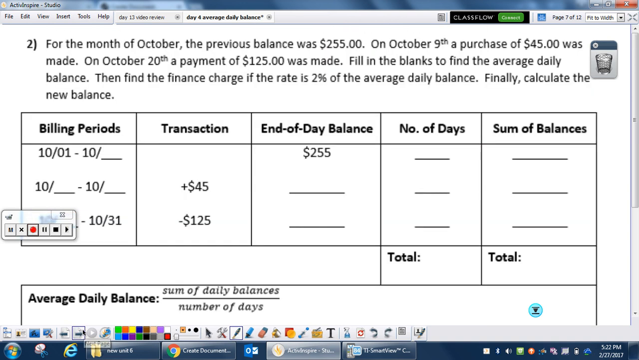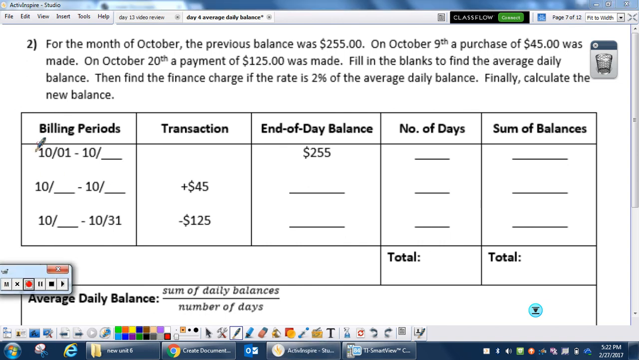Alright, so the last one we're going to do is in October. So you can see that in the billing period, you always typically start in the first of the month. Okay, so we are in October. There's 31 days in October. So when we add the number of days, we should get 31. Okay? The previous balance was $255, so you can see that $255 starts right there.